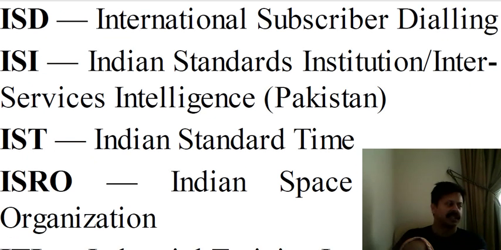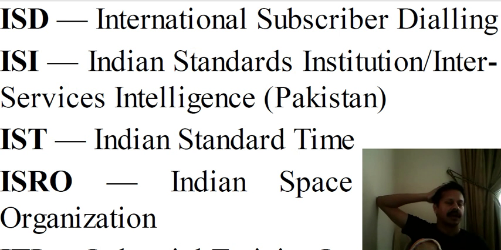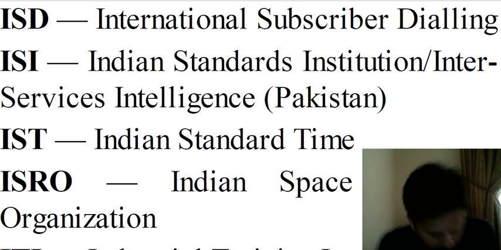IST is Indian Standard Time. Just like we have Greenwich Mean Time based on the line that runs from North Pole to South Pole via Greenwich, where the sun comes overhead at 12 noon, which is 0 hours, we have an IST. IST is Indian Standard Time.